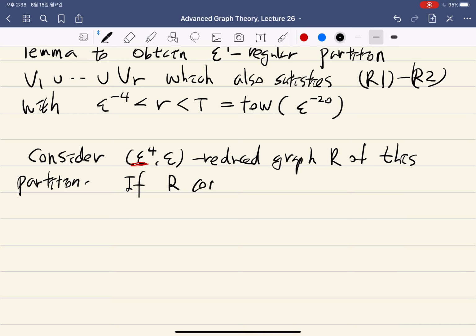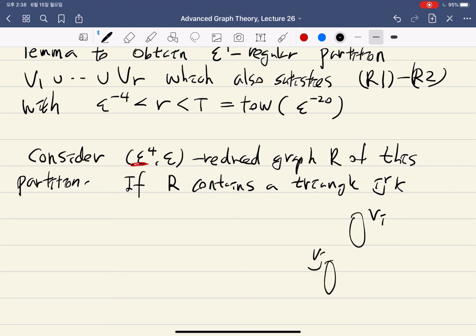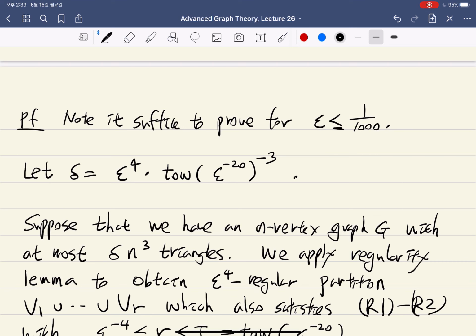If R contains a triangle I, J, K, then what do we have? That means we have Vi, Vj, and Vk, and the number of edges between them. Yeah, I forgot to mention that we can assume that n is big.